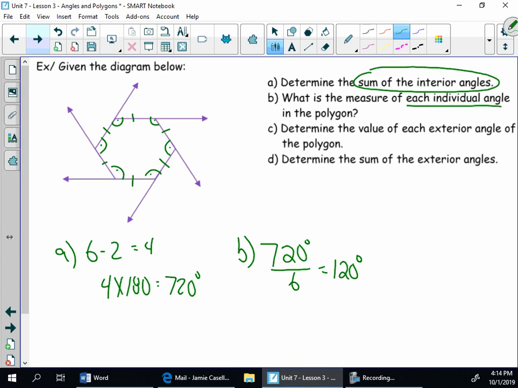And part C determines the value of each exterior angle of the polygon. Well, an exterior angle is an angle on the outside. In other words, it's these ones.